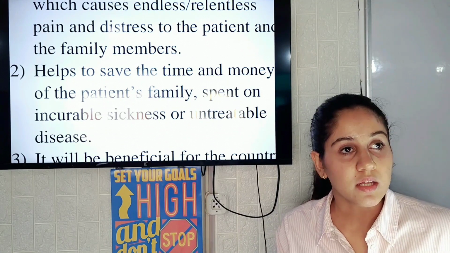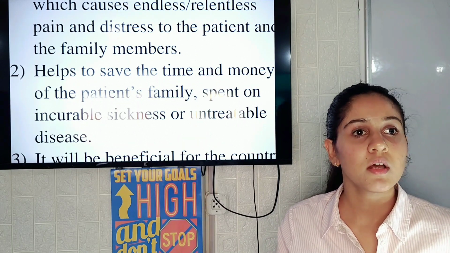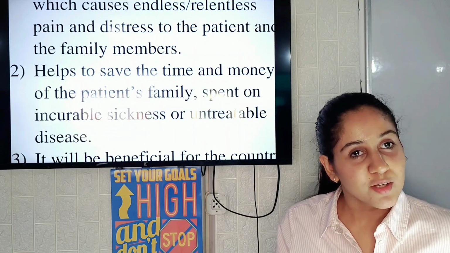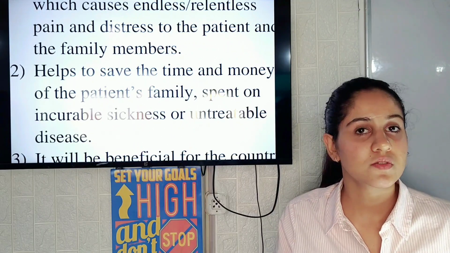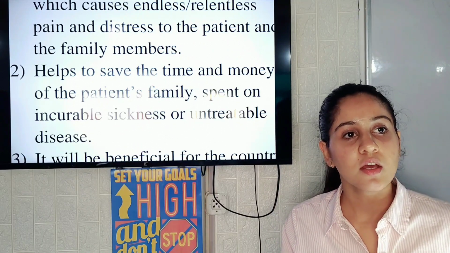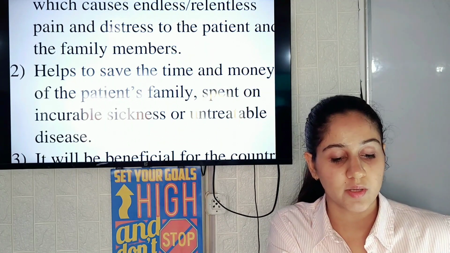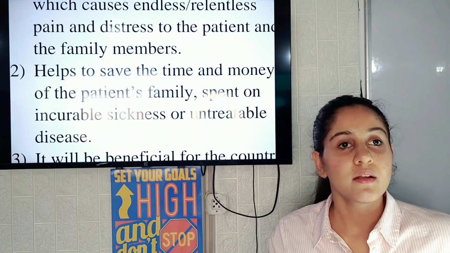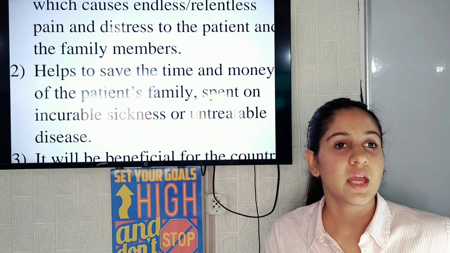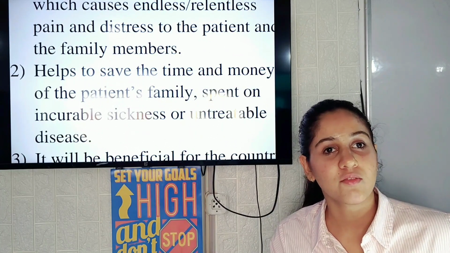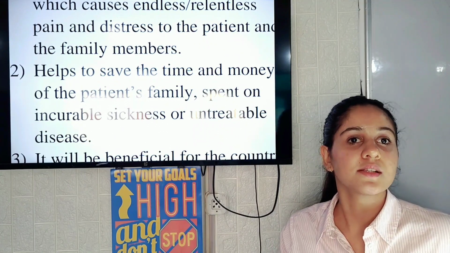Time, obviously: if a family member is admitted to the hospital, then all other family members need to be there to take care of him or her. And money, obviously: the healthcare system is so expensive these days, so loads of money would be spent, an exorbitant price would be paid by them. But that will all be in vain because the disease is incurable, like AIDS or fourth stage cancer. So if the patient is in that condition, euthanasia should definitely be taken into consideration.